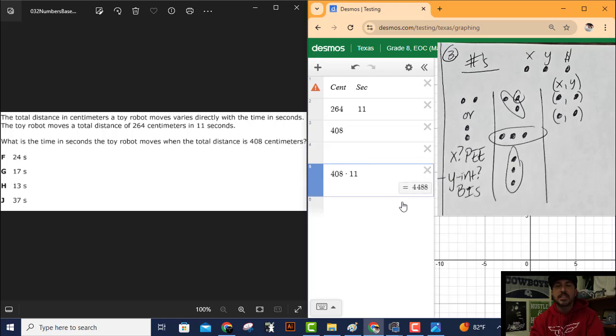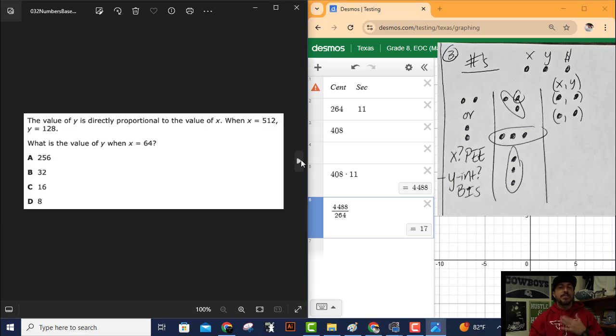408 times 11. That is step one. I get a 4488. I write down that 4488. I divide it by the number that I did not use yet. I've used the 408 and I used the 11. I can see it. And I will divide it by the guy I did not use, and I get a 17 for my answer, and you are finished. That's how you baseball.